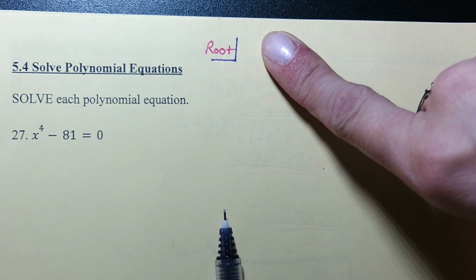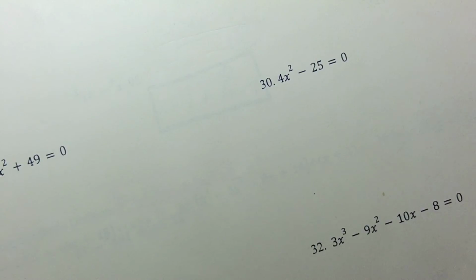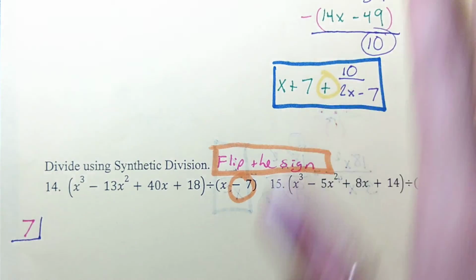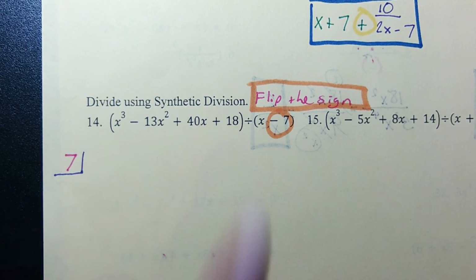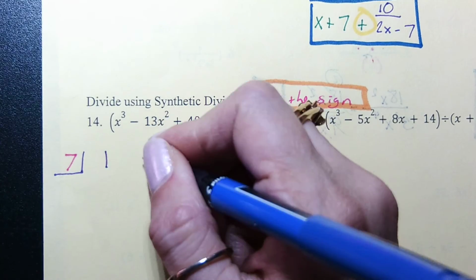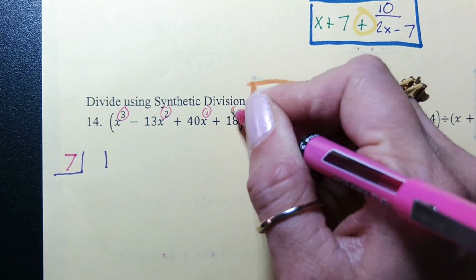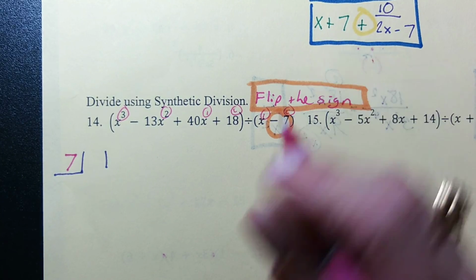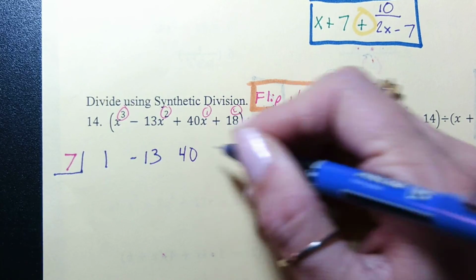And if you do mix up, you'll be like, hey, I didn't get a remainder of 0. That's a big problem. But over here, I'm not necessarily going to get a remainder of 0. I'm not dividing by factors. I'm just dividing stuff just for the fun of it. So when you are just doing a regular synthetic division, you flip the sign of the constant number. So coefficients, checking for placeholders. 1, constant, 1, constant. So 1, negative 13, 40, and 18.